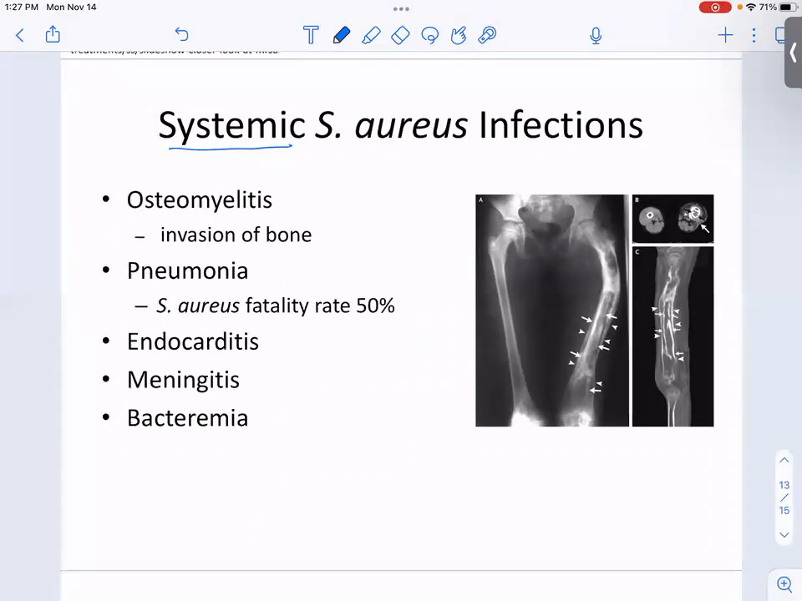Typically, Staph aureus is only going to go systemic in somebody that's not otherwise healthy, maybe has some other health issues going on. If it gets in the blood, bacteremia or septicemia, I believe those two words describe the same thing. If bacteria gets in your bloodstream, basically it can infect a lot of different kinds of tissues. It can infect the bone, osteomyelitis.